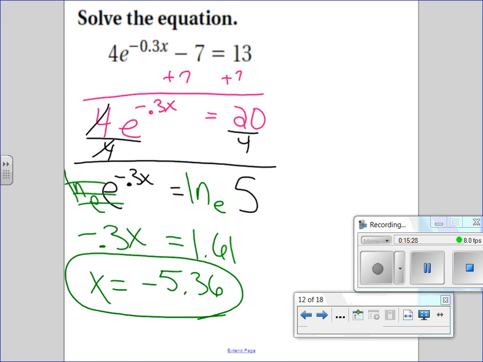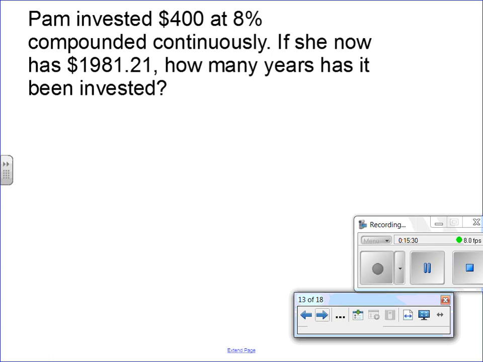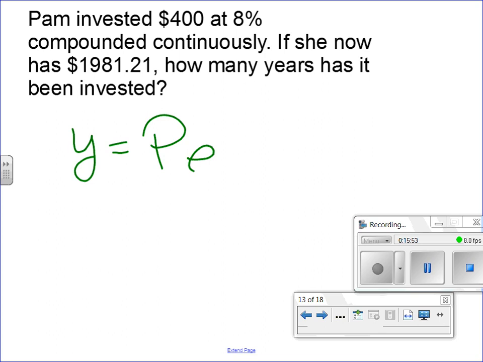Good? Okay. All right. Pam invested $400 at 8% compounded continuously. It's been a week or so since we've been talking continuously compounding. Is that formula still on the board? Look up there. Point to the formula we're going to use because there's so many choices. This one! What did you say? How can you tell that? Only you can tell where you're truly pointing. So we're using this formula first because of that compounding continuous phrase.